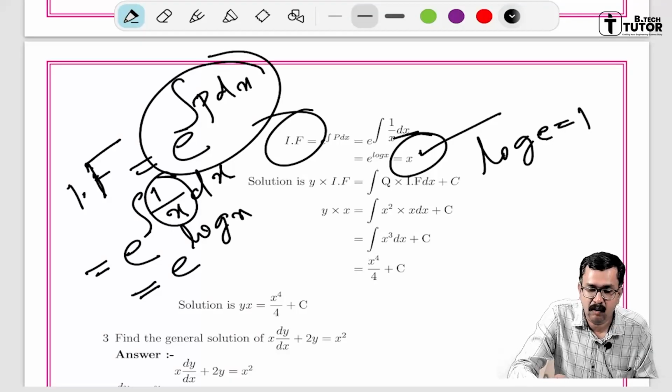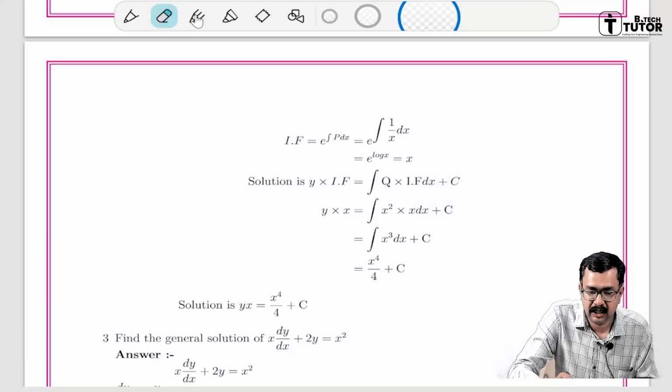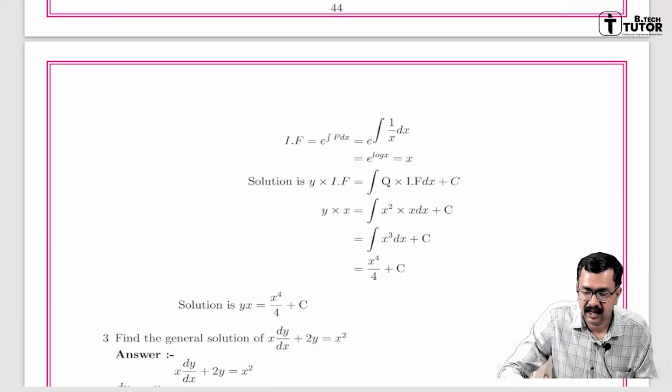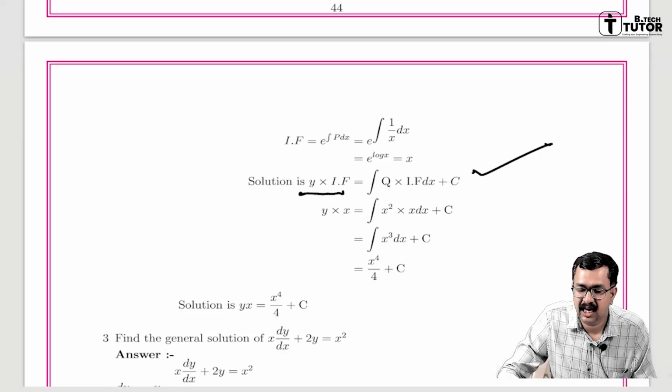Okay. Now we can apply our equation. Listen, y into IF equal to integral of q into IF dx plus c.